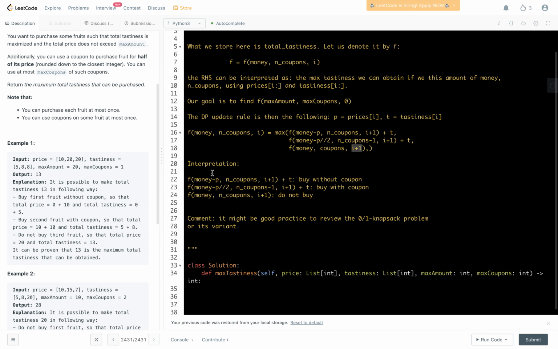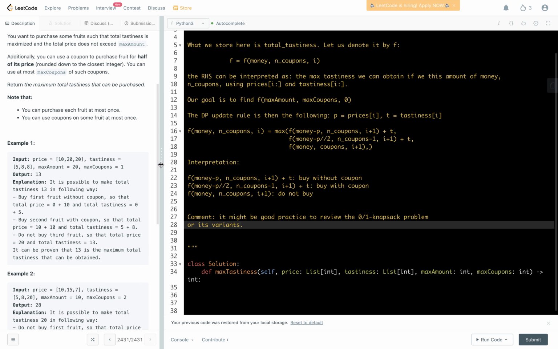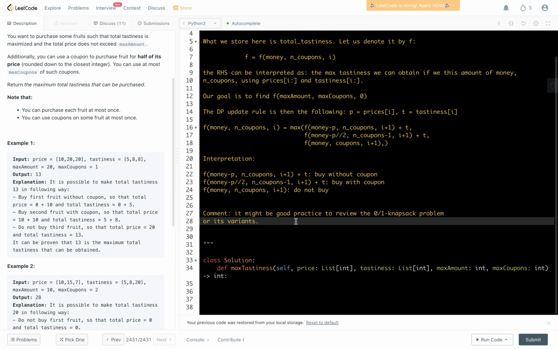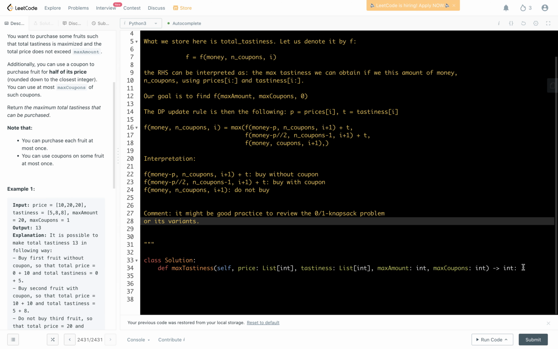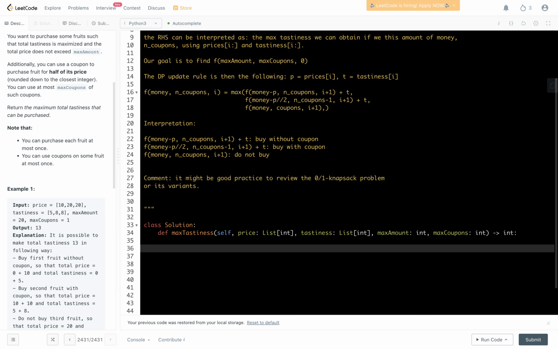The third item is that we do not buy this specific fruit, so we go to the next index directly. So this is one way of understanding this relation. With that said, we can write code without much difficulty. The comment here is that it might be good practice to review the 0-1 knapsack problem or its variants, as it is related to this problem. If we do not consider using coupons, we can use the 0-1 knapsack problem idea. With that said, we are going to write the code.